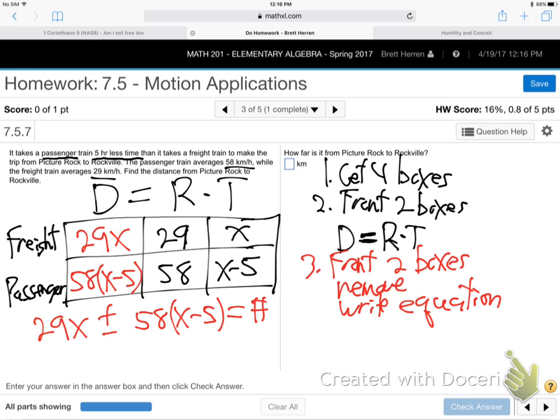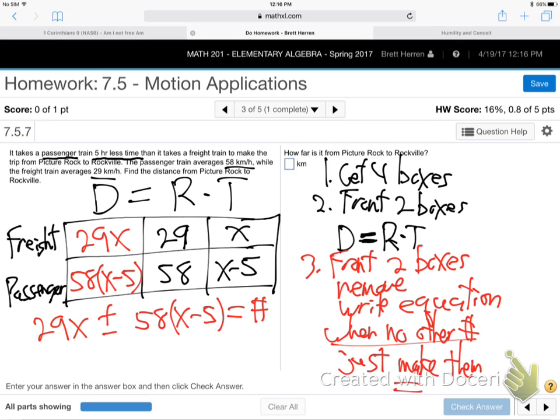Let me ask this. Are there any other numbers in the problem that I haven't already used? Are there any other numbers I could even put over here? Are there any other numbers up there? No, I've used every number. There's no other number to put here. So what does that mean? When no other number, just make them equal.